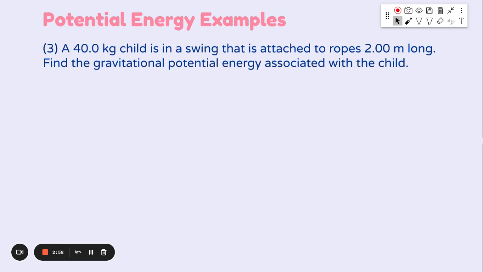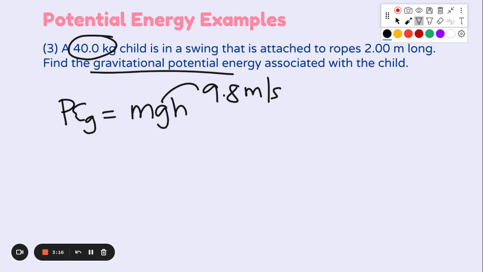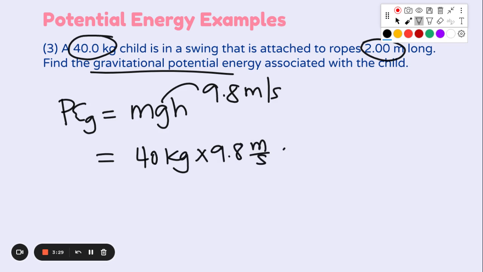All right, next one. This is going to be gravitational potential energy, which is equal to our mass times gravity times height. And remember, gravity is going to be 9.8 meters per second squared. It says a 40 kilogram child is on a swing that is attached to ropes 2 meters long. Find the gravitational potential energy associated with the child. So your mass is 40 kilograms times your value for gravity, 9.8, times the height of 2 meters. And you should get 784 joules.